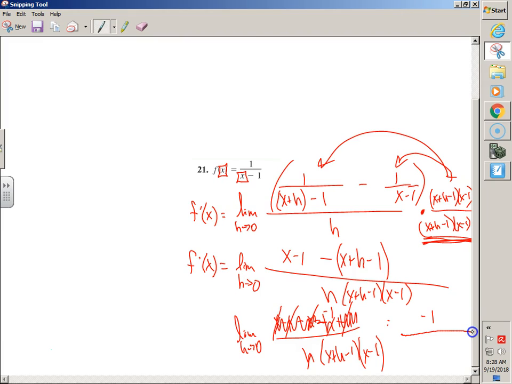I still kept it like x plus h. Okay, so you would have -1 over (x plus h minus 1) times (x minus 1), but that's in a limit, so how do you finish? Plug in. Since the h is still there, we don't need to plug in; h is equal to 0. When h is 0, don't we have x minus 1, x minus 1? Which ends up x minus 1 squared.